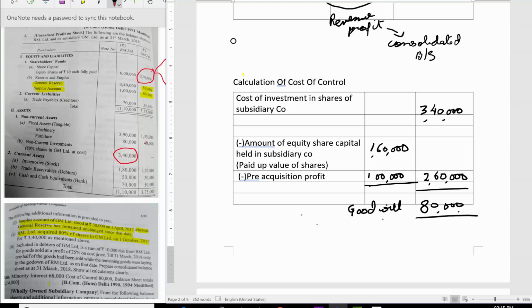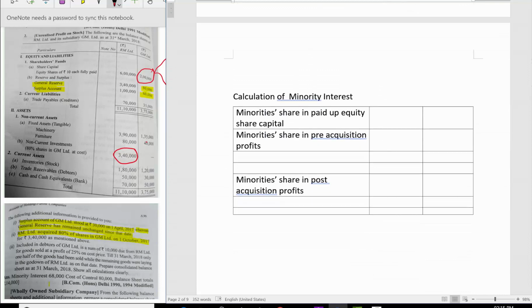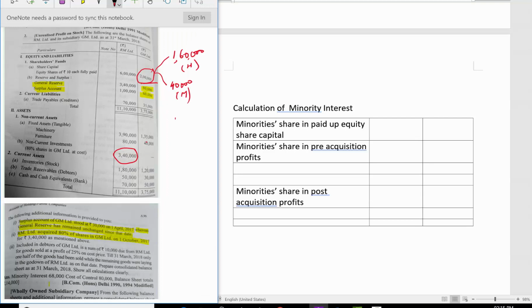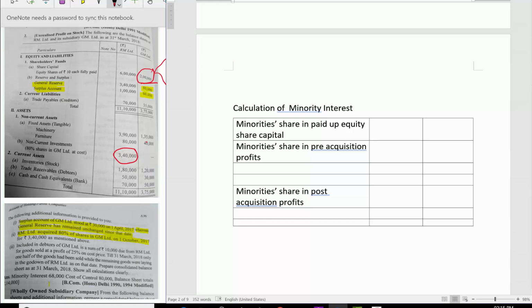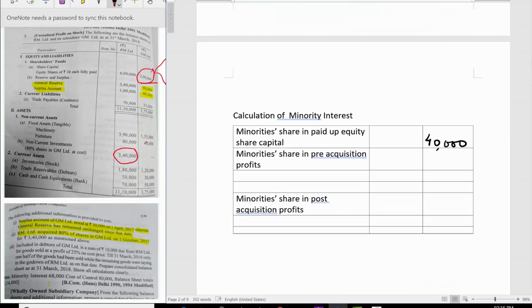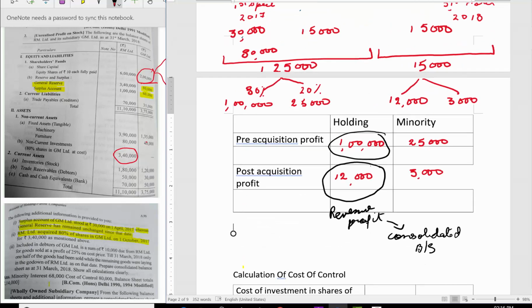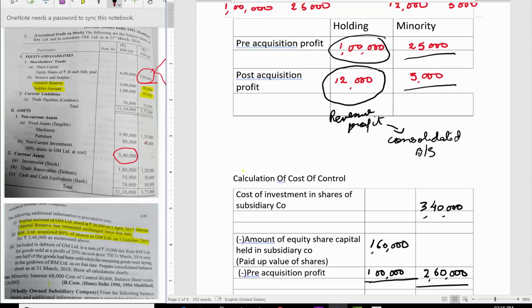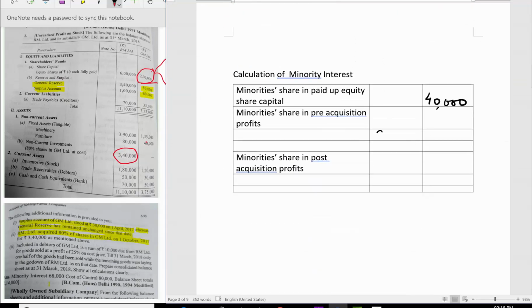The next working note is the calculation of minority interest. As we have just found out that the minority share in the paid up equity share capital is 40,000, we write it over here. Minority share in pre-acquisition profit and post-acquisition profit we have found out as 25,000 and 3,000, which would also be written. We would be totaling it up, which comes as 28,000. 40,000 plus 28,000 comes at 68,000, which is our minority interest.